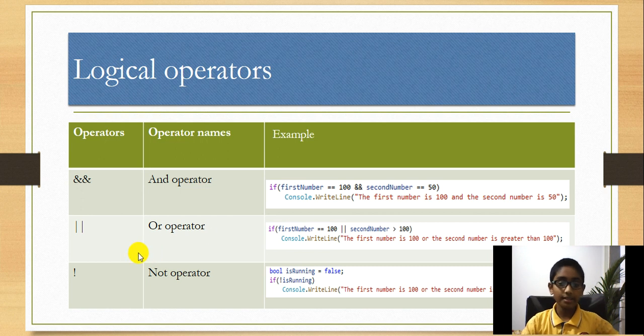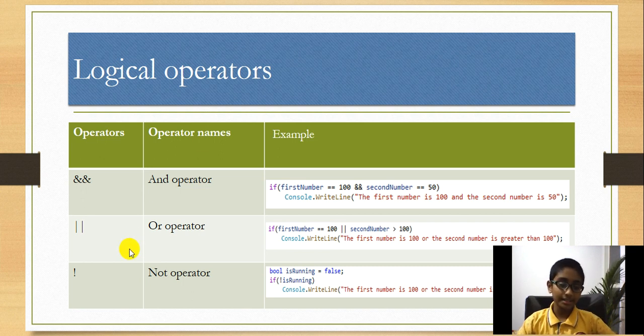Okay, next let's talk about the OR operator. So how you can use the OR operator is with a double pipe sign. On a minimum, there should be 2 conditions. And if at least one of those conditions are true, then the if statement returns true, and if all of the conditions are false, only then it returns false.